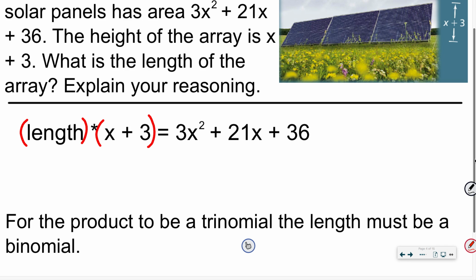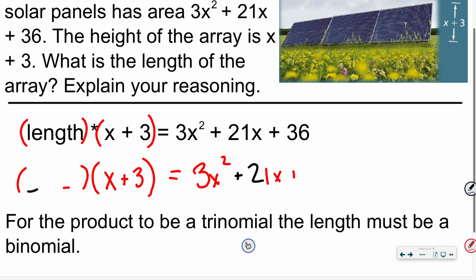Now we went over in a previous lesson how we knew that the length could not be a constant and a monomial. We talked about that when we first multiplied. But now we want to figure out how I could determine what the length is. So let's start here in this example. We could just figure out what we did to get 3x squared plus 21x plus 36. Imagine having a binomial, 2 terms, and we multiplied it by x plus 3, and we ended up with 3x squared plus 21x plus 36.